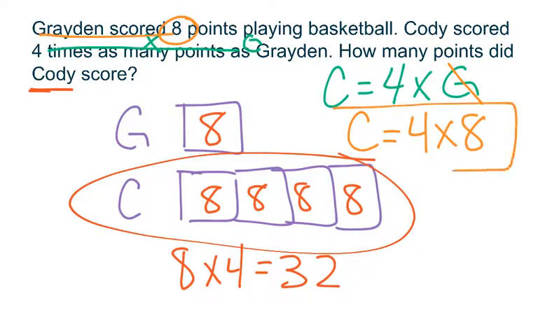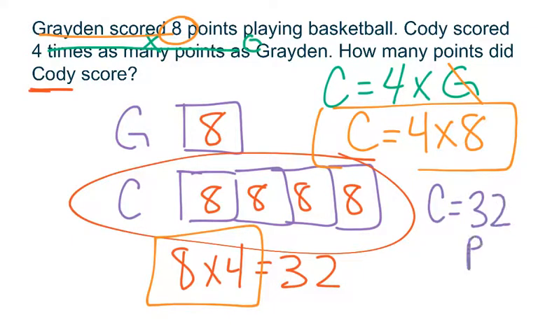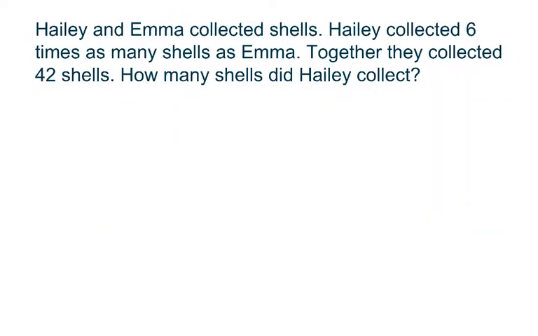And this is the same equation I solved down here at the bottom. Cody's score is equal to 4 times 8. So when I go ahead and solve that, Cody is equal to 32 points. And that's how we solve this problem. I can use a model, or I can just write an equation based off of the words.